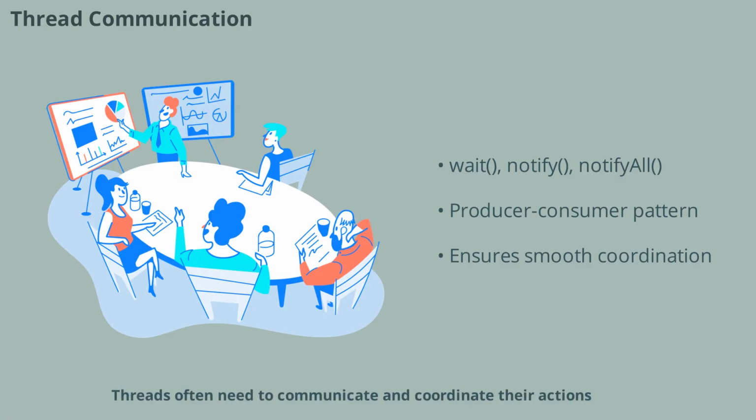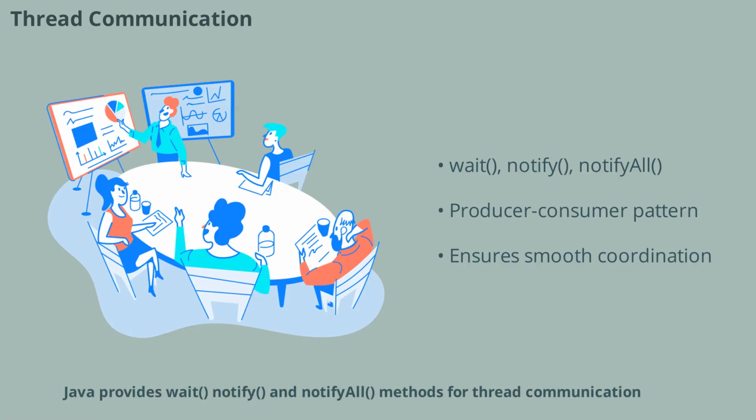Threads often need to communicate and coordinate their actions. Java provides wait, notify, and notifyAll methods for thread communication. For example, a producer thread can notify a consumer thread when data is available. Proper use of these methods ensures smooth cooperation between threads and prevents issues like missed signals or lost updates.